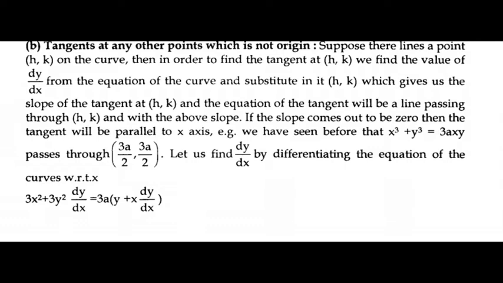Now consider this example, x cube plus y cube is equal to 3axy. So already this passes through the origin. Are there any other points? Again it also passes through 3a by 2 and 3a by 2. X is equal to 0. What happens?